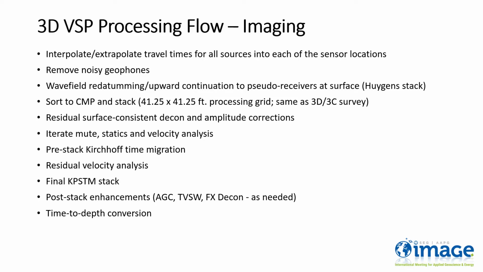This flow briefly describes our approach to VSP imaging. Again, I'll spare you the details and just point out that our final product is a 3D image volume in either two-way time or depth that can be directly compared to any surface seismic or well data. In this case, we had some flexibility in choosing our processing grid and decided to match the fine 41¼ foot bin spacing used for the 3D 3C, so our images would line up exactly.